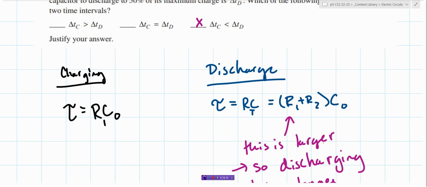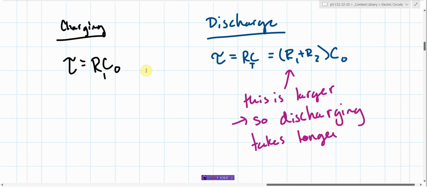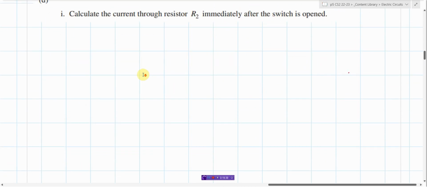The example they give says, because the resistance as the capacitor discharges is greater than when it charges, the time constant is larger for discharging. Therefore, the time to charge 50% of its maximum charge is less than the time to discharge 50% of its maximum charge. That's their example. Nobody ever actually really talks like that, but I guess that's their ideal answer. Okay, keep going. Here we go.